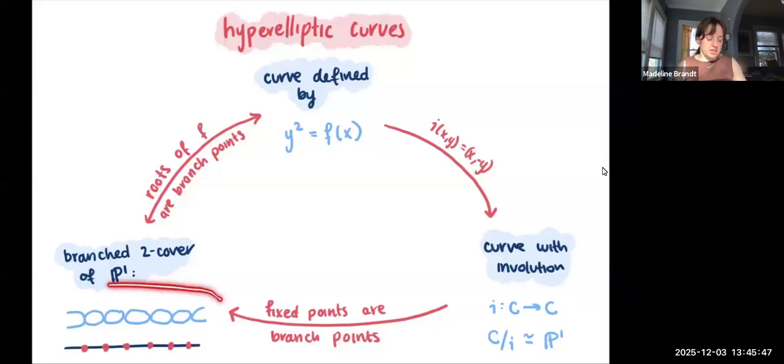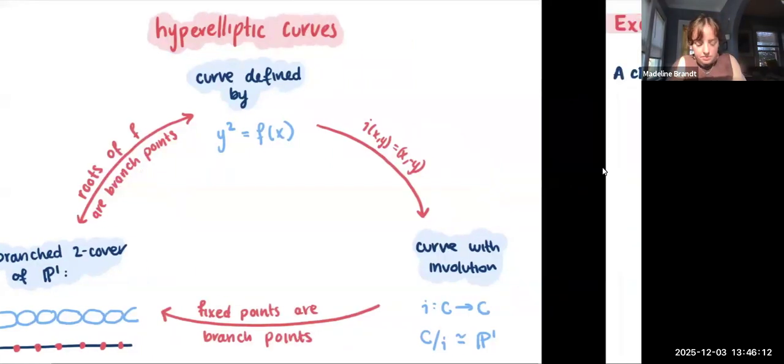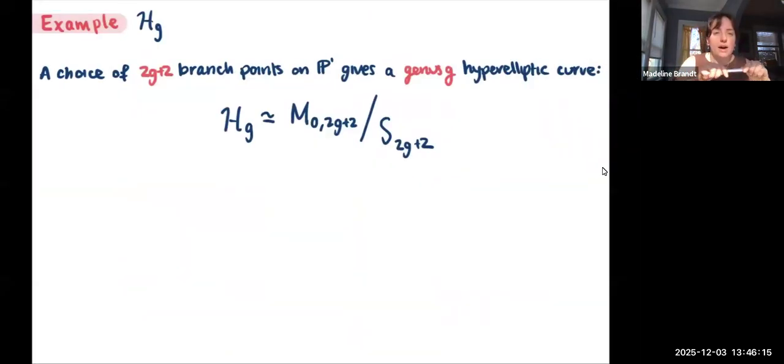In this talk, this cartoon is the thing that will come up the most. Crucially, looking at this cover downstairs, we have a P1 with some special points marked, and you can think of those as the roots of your polynomial f. So where are the branch points of this double cover? Okay, so let's look for now at just HG. I'm looking at hyperelliptic curves that don't necessarily have any marking on them, so no marked points, just HG.